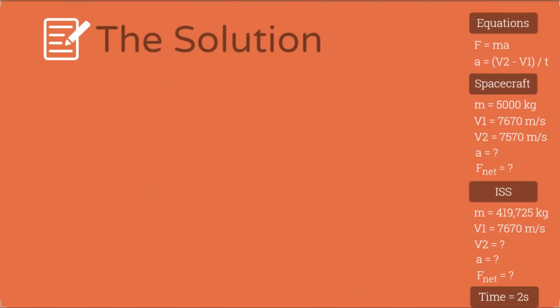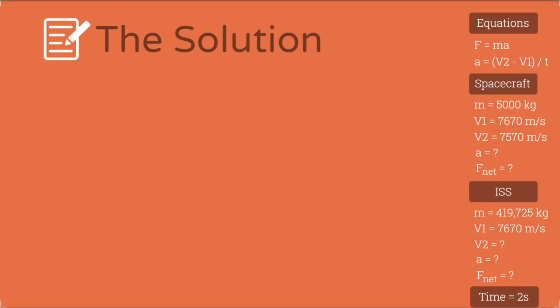Now, onto our solution. First, let's review our variables and what we do and don't know. We know the mass of the spacecraft, v1 of the spacecraft, and v2 of the spacecraft. However, we don't know the acceleration or the force of the spacecraft. For the ISS, we know the mass and v1, but not v2, which is the question we're trying to answer here. We don't know acceleration either, and we also don't know the force. Time for both of them is 2 seconds.